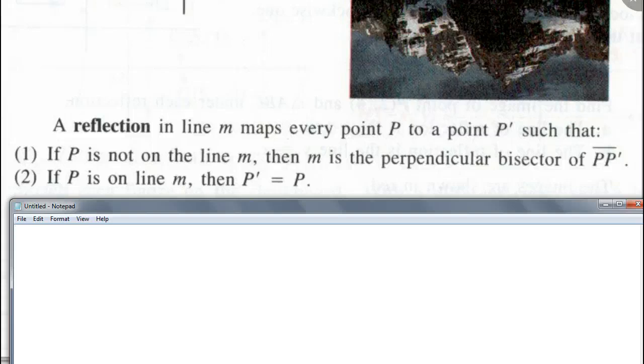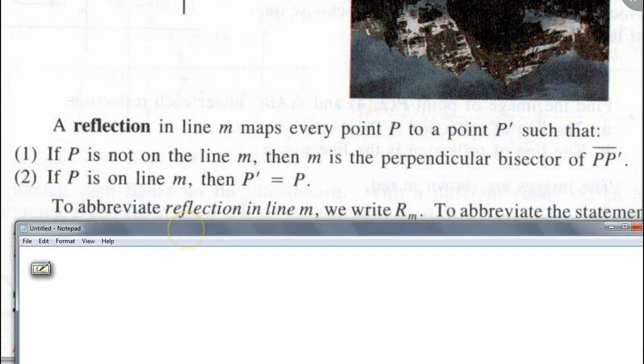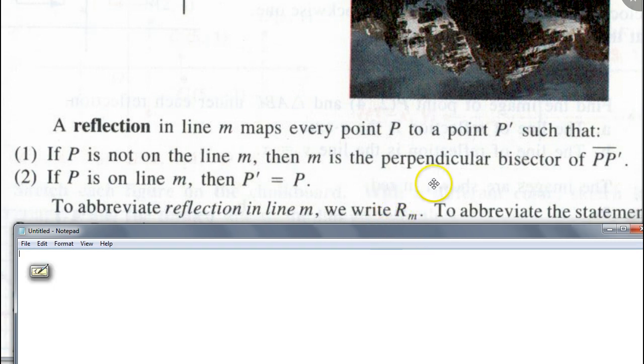All right. So let's talk about what kind of notation we use. To abbreviate reflection in line M, we use capital R and subscript M. Of course, the capital R represents the reflection, and M represents the line that is being reflected, right? Because you need both of those pieces of information. If you just say something is getting reflected, well, you don't know off of where, right? It doesn't make any sense.